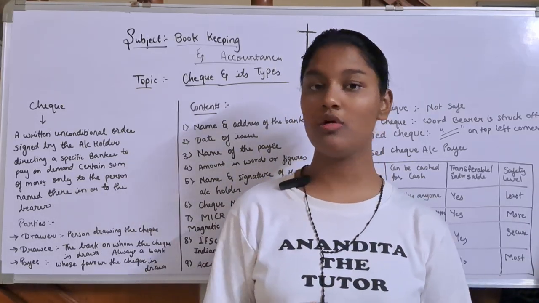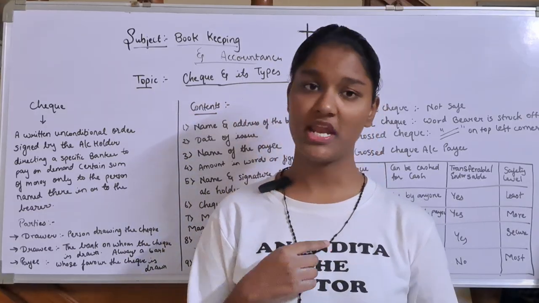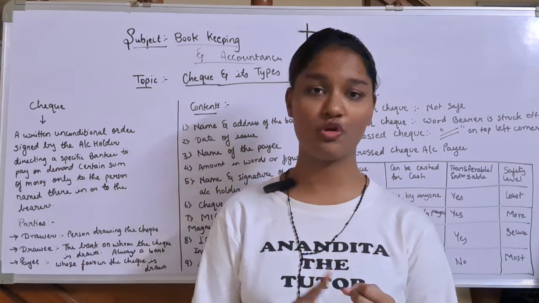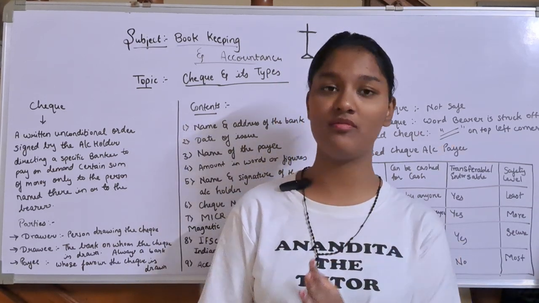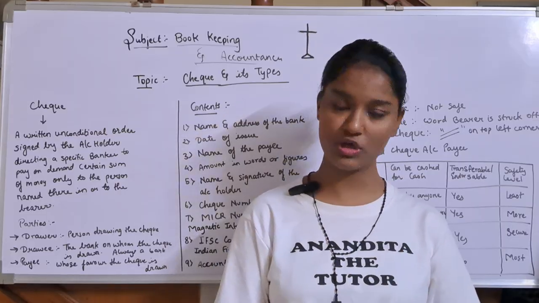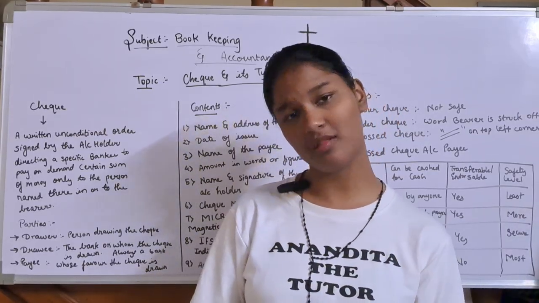Okay. So who are the three parties? First is the drawer. That is basically me, the account holder, who is paying the money. Drawee, that is the bank. It is always the bank. It cannot be any other person other than the bank. And the third party is the payee, to whom the payment is being made.